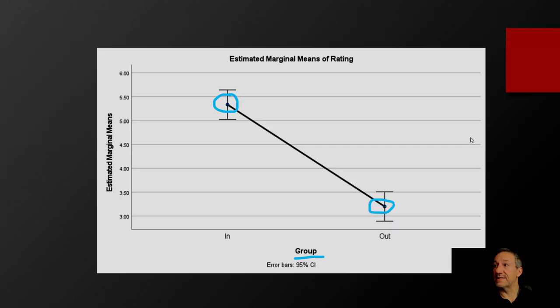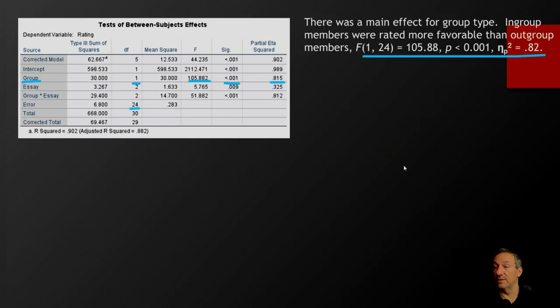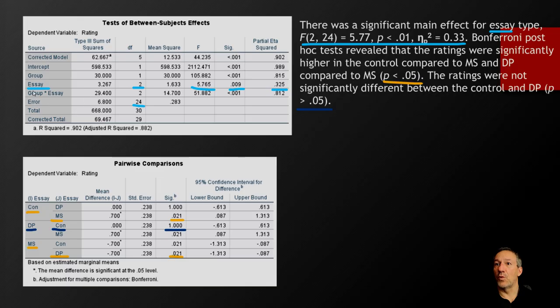Oh yes, so we are comparing group, in-group, out-group. That's exactly what that ANOVA is for. This here goes along with this image. Same thing for essay. And if we look at 2 and 24, you might wonder why. Just think about it. We had 2 groups, so degrees of freedom would be 1. And then for essay, we had 3, so 2.